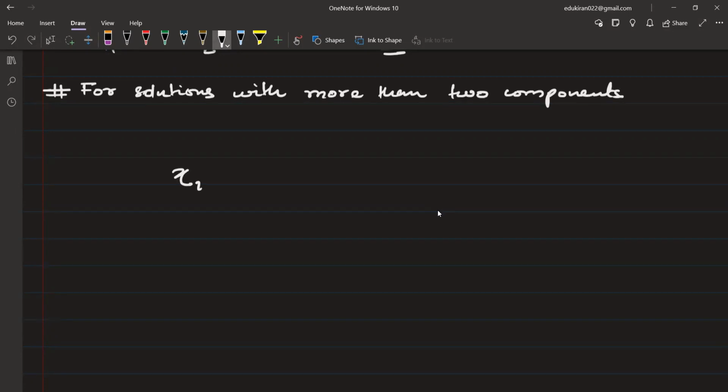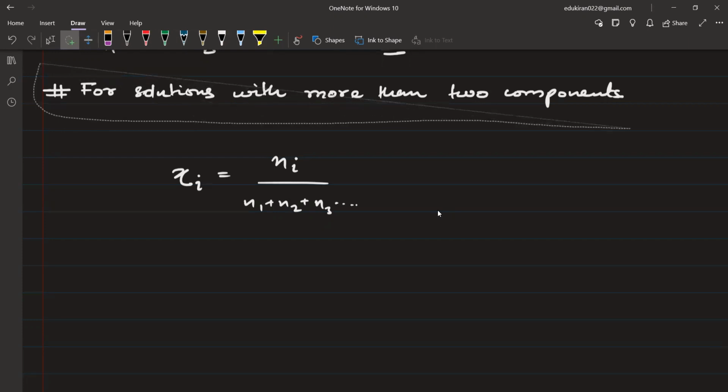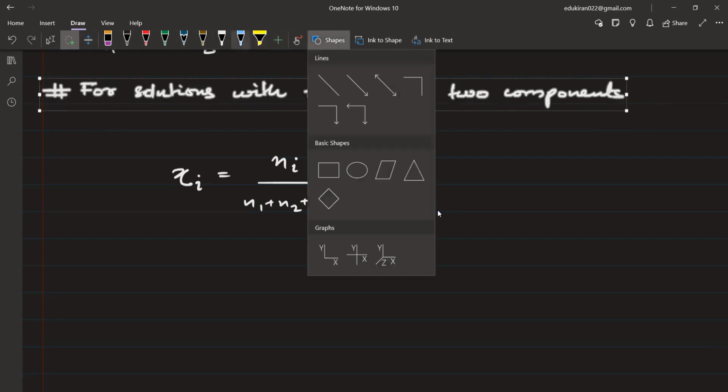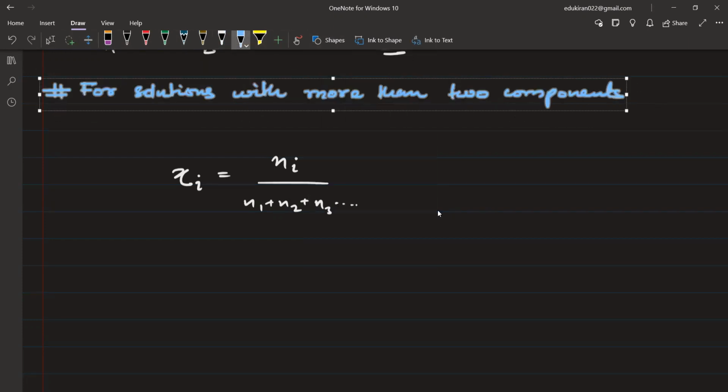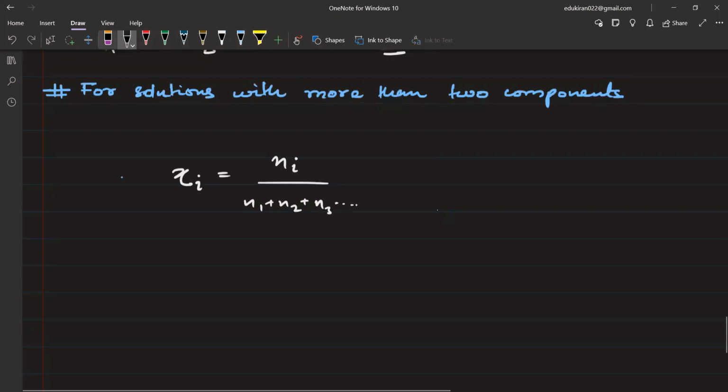Generally, chi i will be equal to number of moles of the ith element divided by n1 plus n2 plus n3 and so on. Do you understand this expression? Yes or no? Tell me. Do you guys understand this expression? Chi i is equal to ni divided by n1 plus n2 plus n3. Yes, sir. What about others? Aisha and Iram?